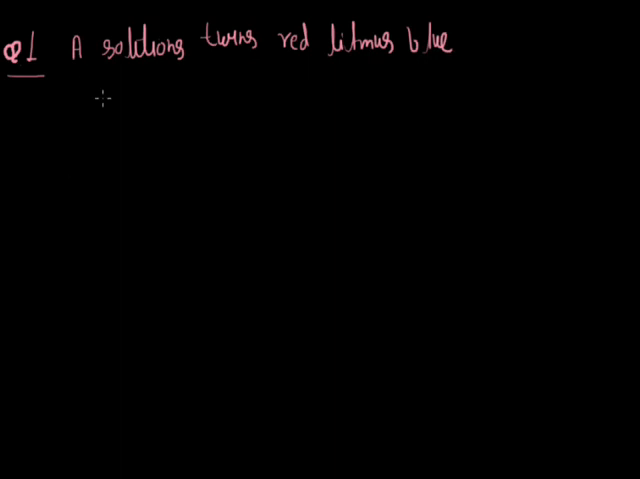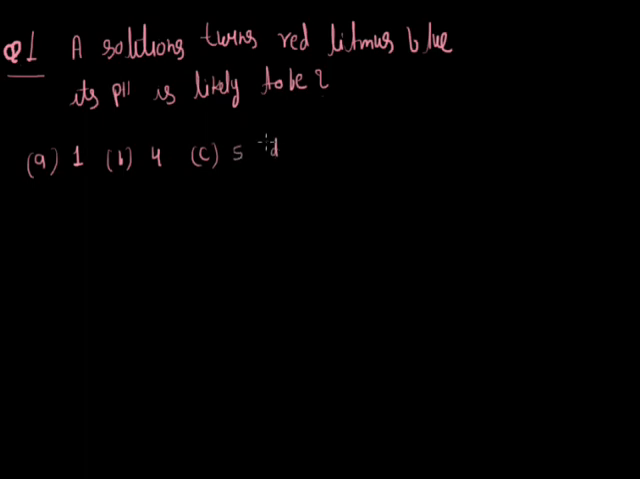Now the first question is: a solution turns red litmus blue. Its pH is likely to be. The first option is 1, the second option is 4, the third option is 5, and the last, fourth option is 10. So this is the question. Now we are finding the answer to this question.